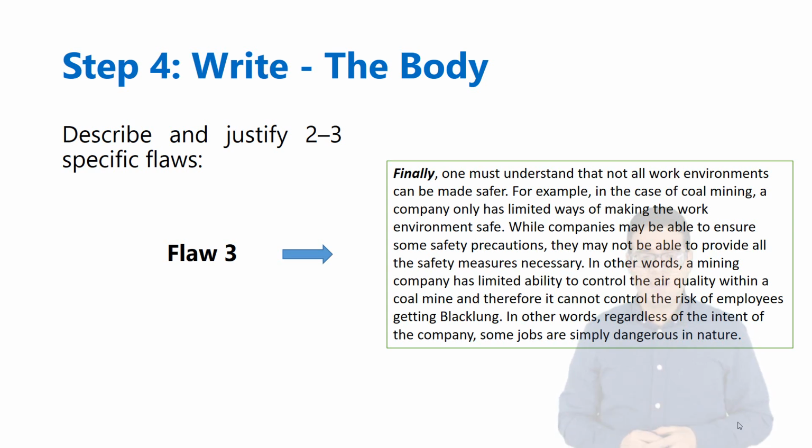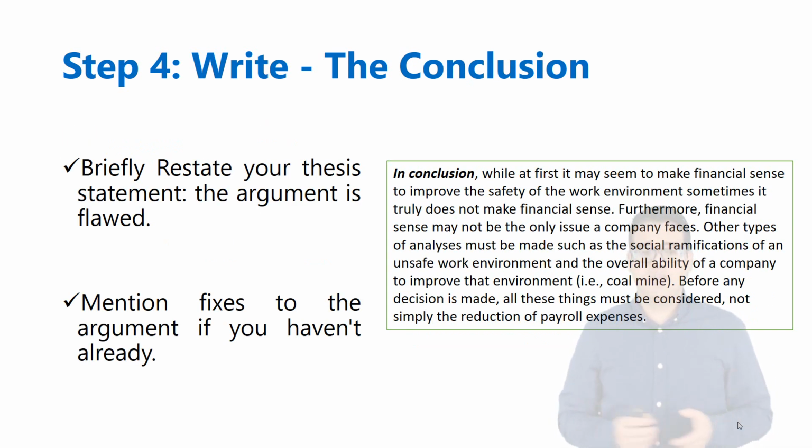Notice how strong this last paragraph of the body is. Okay, so in the body, we just write 2 or 3 paragraphs. Each paragraph will represent a flaw in the argument with examples. Finally, we have the conclusion. And here you just need to restate the thesis statement. And the thesis is that the argument is flawed, is wrong, is full of mistakes. And then you mention fixes to the argument if you haven't already.